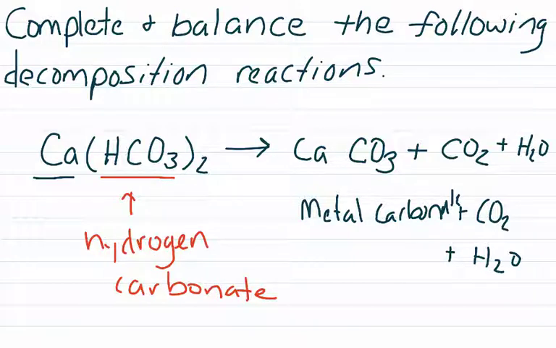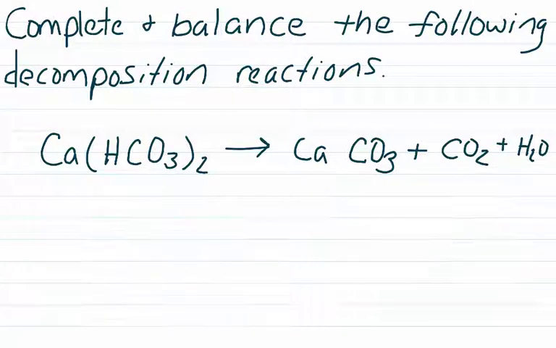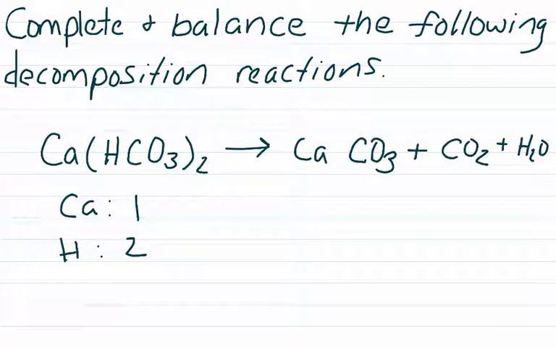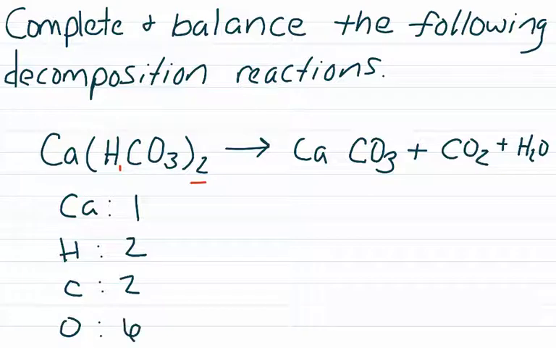Then we can go back and balance the equation. Since our hydrogen carbonate on the reactant side has broken up, there's no hydrogen carbonate on the product side, so we need to treat each element separately. On the reactant side, we have 1 calcium, we have 2 hydrogens. Because of this 2 here, multiply that number by everything inside the parentheses, so the hydrogen multiplied by 2 is 2 hydrogens. We have 2 carbons, and we have 6 oxygens.